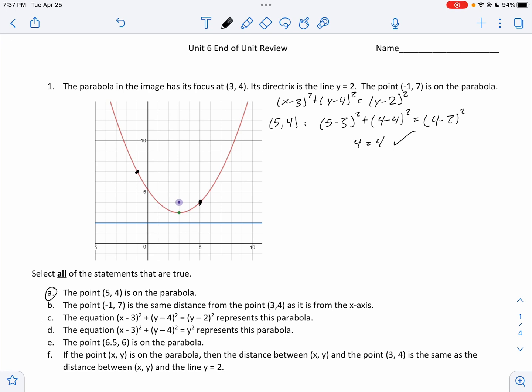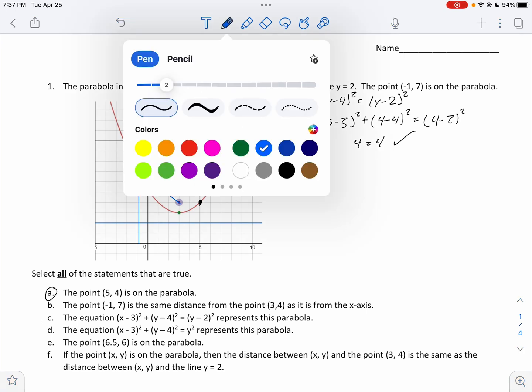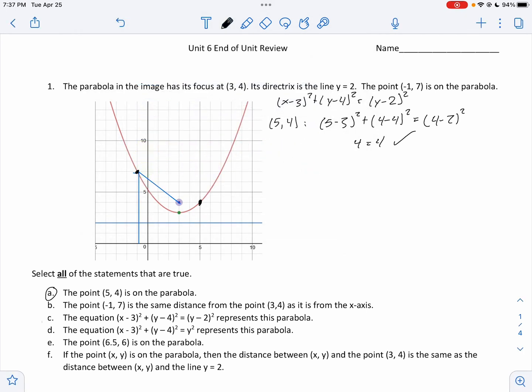For part B, we're asked if the point (-1, 7) is the same distance from the point (3, 4) as it is to the x-axis. Now, since we know that (-1, 7) lies on the parabola, this distance from (-1, 7) to (3, 4) is the same as the distance to the line y equals 2. So B can't possibly be true.